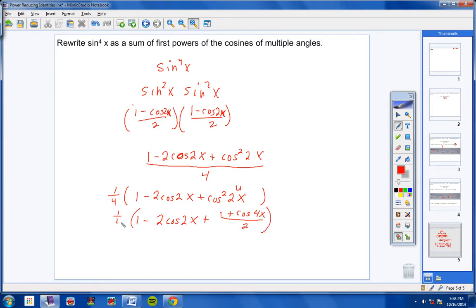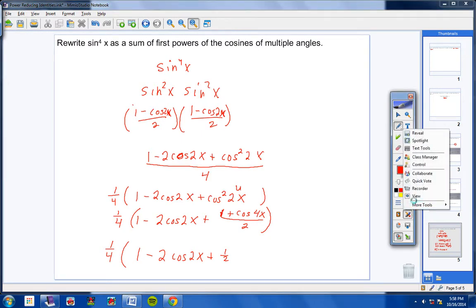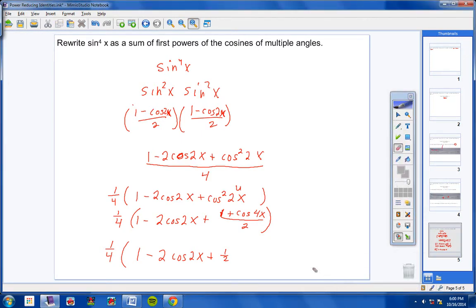Now we got to quickly finish this, okay? So watch what I do next. I'm going to bring down my 1/4, and now inside here, I'm going to put this. 1 minus 2 cosine of 2x plus, and I'm going to pull out, now watch this carefully, a 1/2 here. 1/2 times, it would be 1/2 times 1 plus cosine 4x.